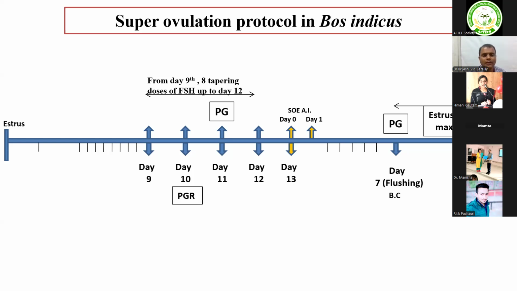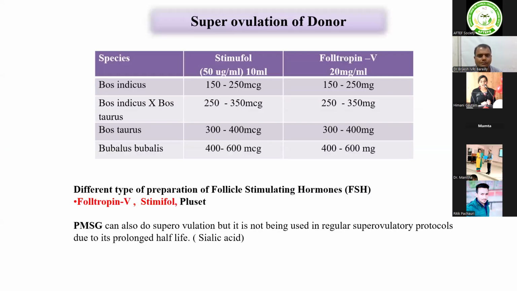Then day 11th, we are giving FSH. Day 12th, also morning and evening. Then animal invariably donors will be in heat on day 13th, or we can call it day 0. And thereafter, on 7th day, we are going for the flushing and then PG. And this is the dose we are using.